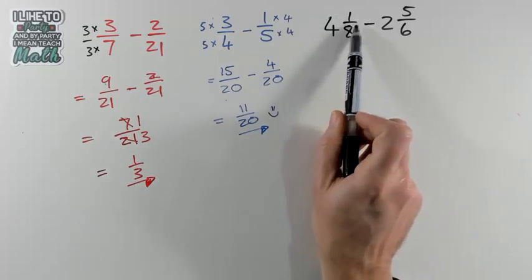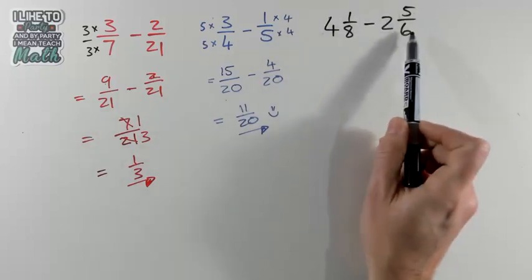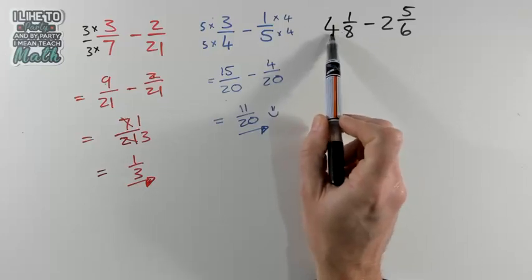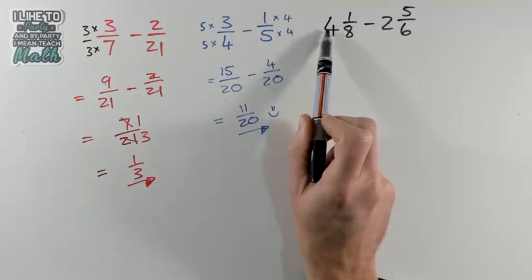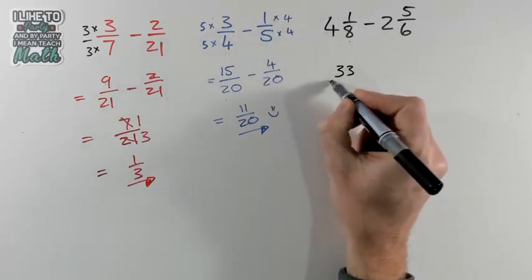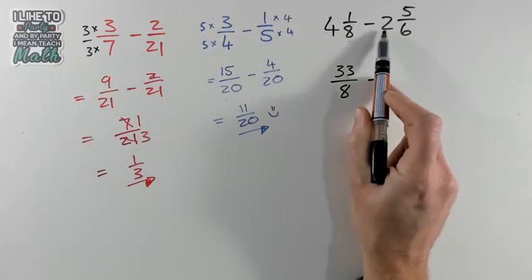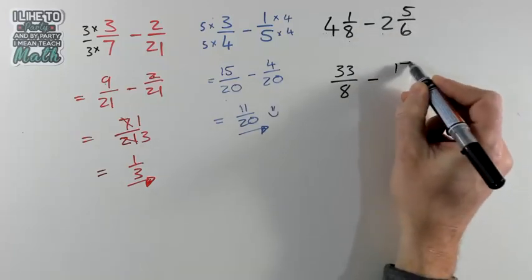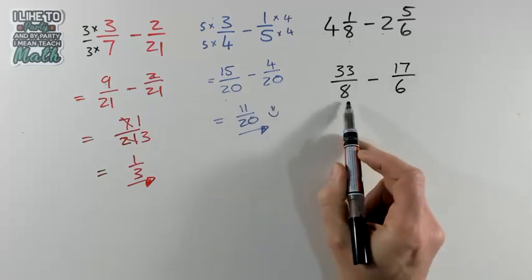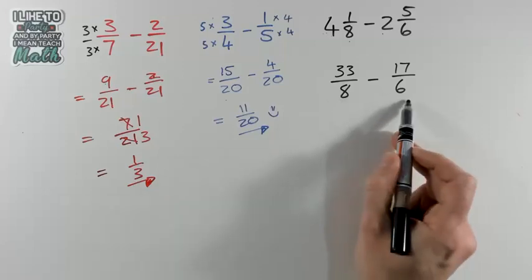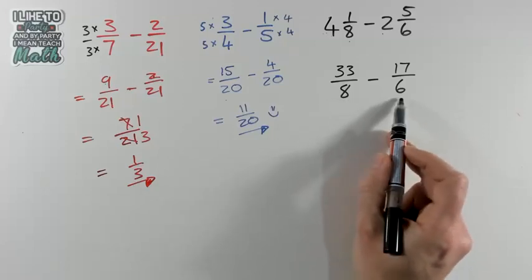So I would rather go just doing a mixed number to an improper fraction, sorry, mixed number to an improper fraction. So to get that, we have to take the 4 times the 8, which is 32, and we plus 1, so we have 33 over 8. And here we multiply the 2 and the 6 to get 12, and 12 plus 5 is going to be 17 over 6. Now we can multiply the 8 and the 6, but the lowest common multiple of 8 and 6 is going to be 24.